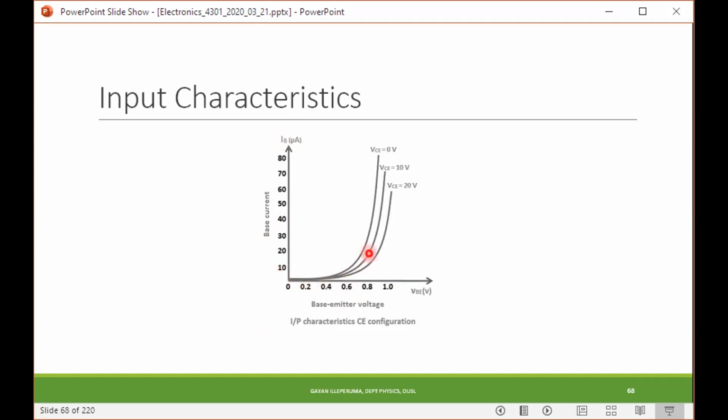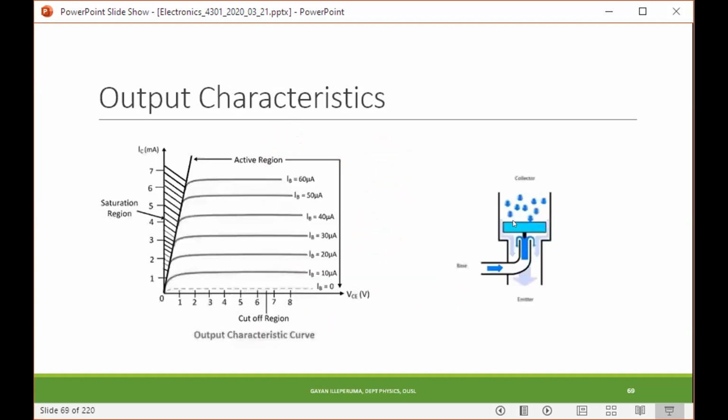So you can see it's quite similar to the diode curve, right? You have a kind of knee here. Up to that point, no current, then it suddenly increases. So this is the input characteristic. There can be small changes depending on the output as well, but usually you have the same shape. Now let's look at the output characteristic.